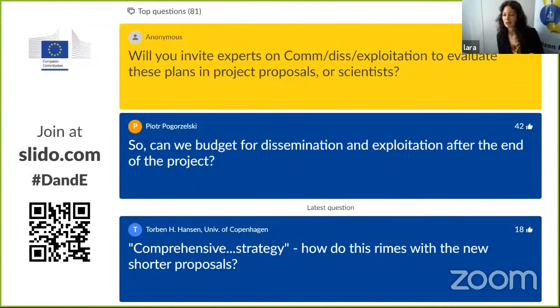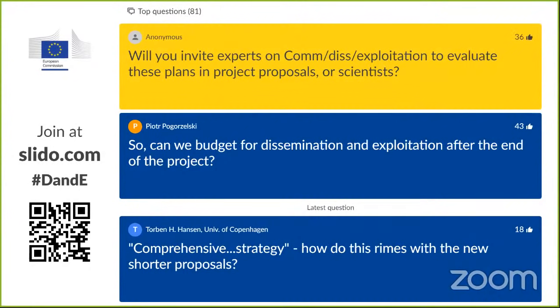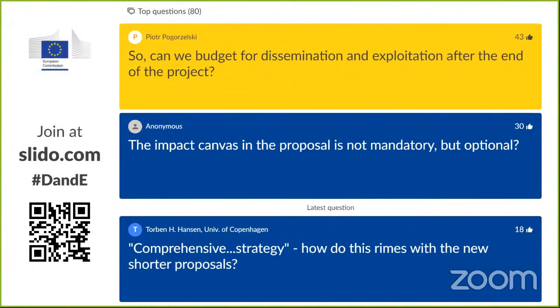Thanks a lot, Ariamarie. So I see it's 52. I propose we take one more question. I think it was already partly addressed in the earlier webinars we mentioned at the beginning, but let's take it again. So can we budget for dissemination and exploitation after the end of the project? No, unfortunately, at the moment, there is no budget foreseen for after the end of the project. You will have access, though, to Horizon Results Booster services for free, but no, there is no budget.